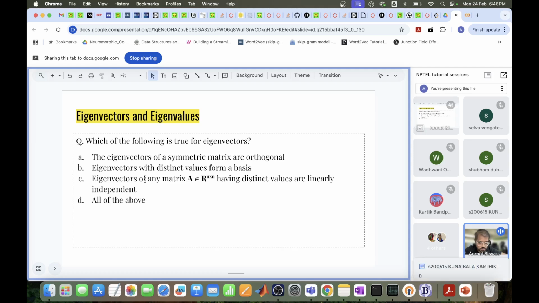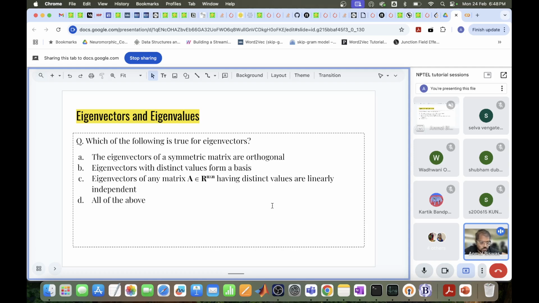The second part is that eigenvectors with distinct values form a basis. We have already discussed what a basis is, so I will not go over it again. Eigenvectors of any matrix A belonging to R n by n, which means that this is a square matrix of n rows and n columns, having distinct eigenvalues, are linearly independent, and D is all of the above, right?